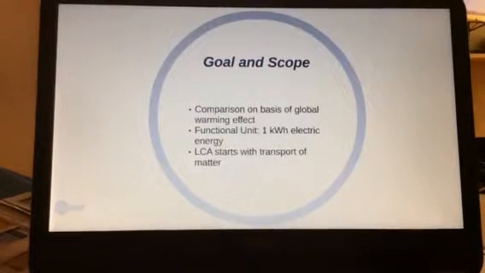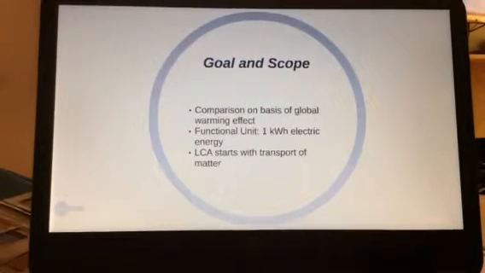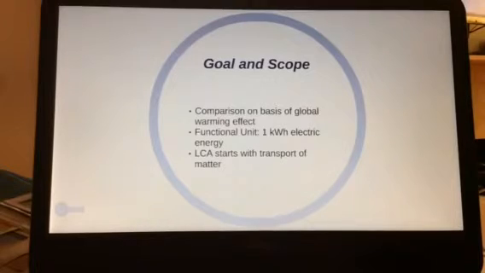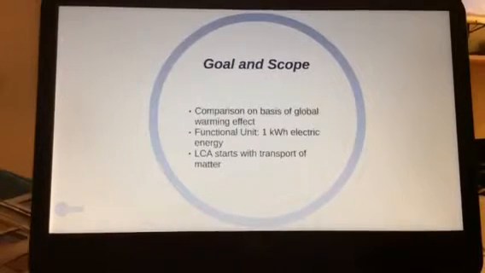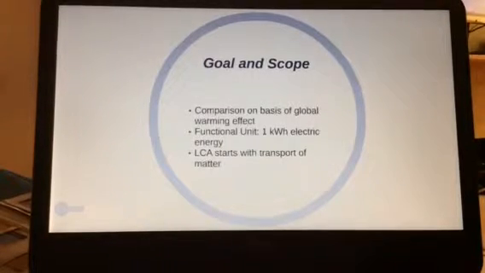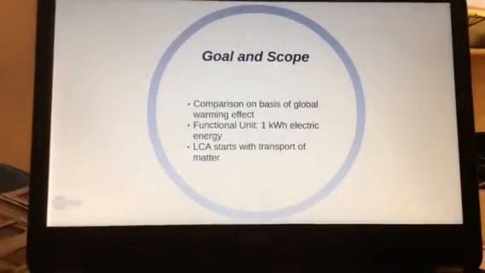The goal is to analyze and compare these biofuels and assess which emissions, and ultimately which process, contributes the most to the global warming effect. The functional unit for this case is 1 kWh of electric energy. The scope for the analysis is based on a chain of rapeseed from the transportation of the matter. This is the same with chicken manure. It is assumed that it is given, so the analysis does not take into account any process before the chicken manure.